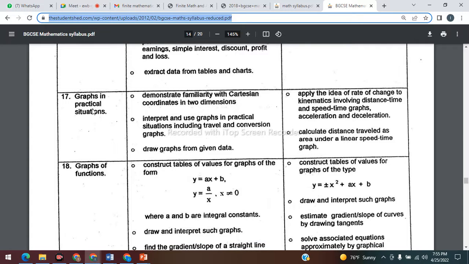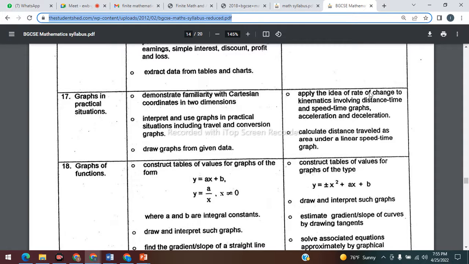Graphs and practical situations. So we stay doing this. Demonstrate familiarity with the Cartesian coordinates. This is just graphing. Interpret and use graphs in practical situations, including travel and conversion graphs. Remember, this is what they love to bring in BGCSE, travel graph. Draw graphs from given data. This is when we have the table of values and we have to plot things.